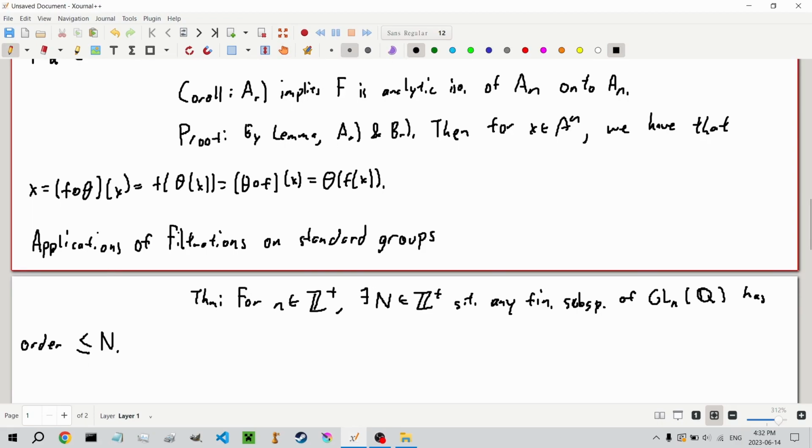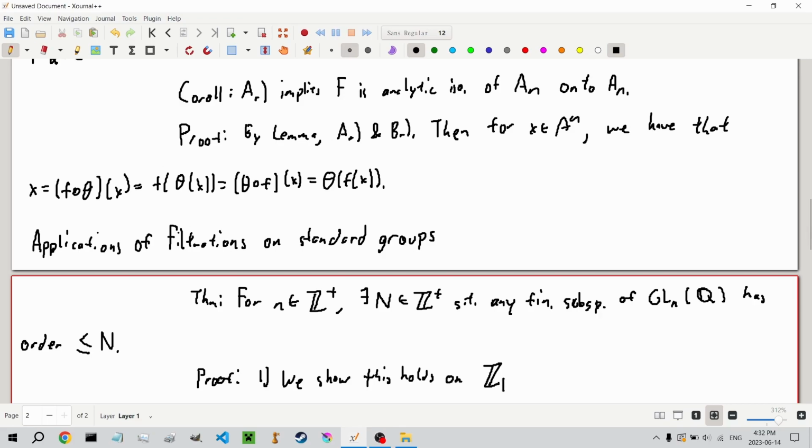And proof, step 1, we show first off that this holds on Zp. This is, of course, being the p-adic integers.